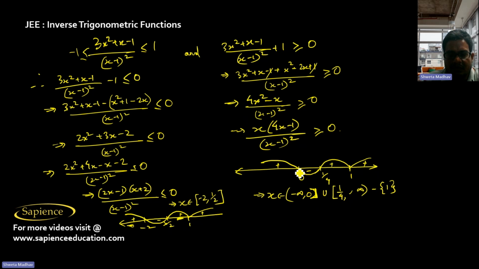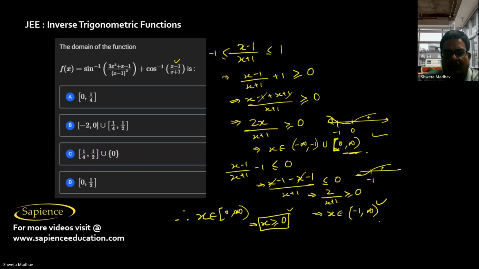So this is actually minus 2. Minus 2 is here. Half is somewhere here. So we can take this part, and 1 by 4 to half, this part also. So this is coming common. Therefore, the intersection part is x belongs to minus 2 to 0 union 1 by 4 to half.